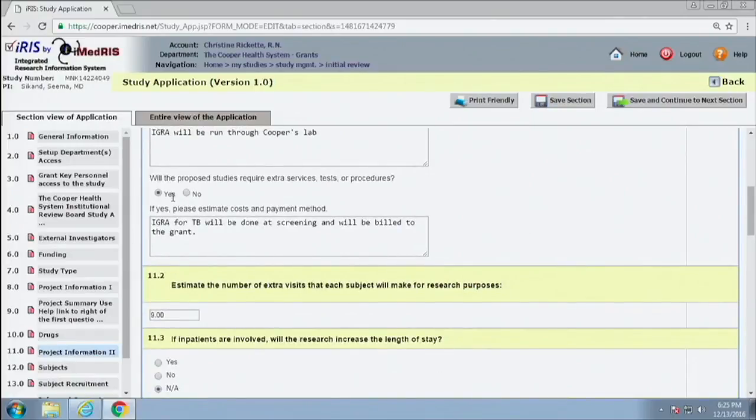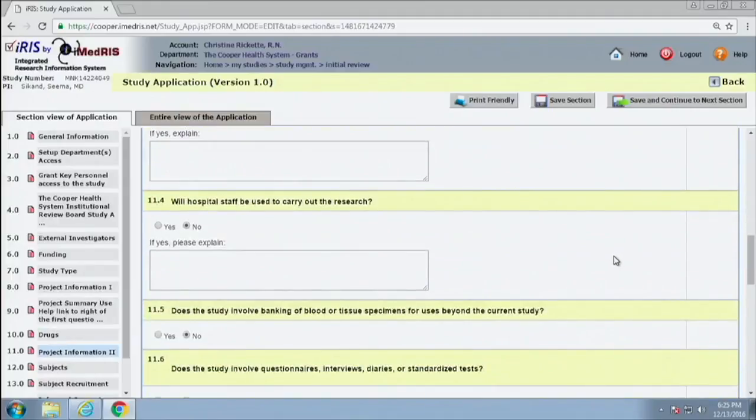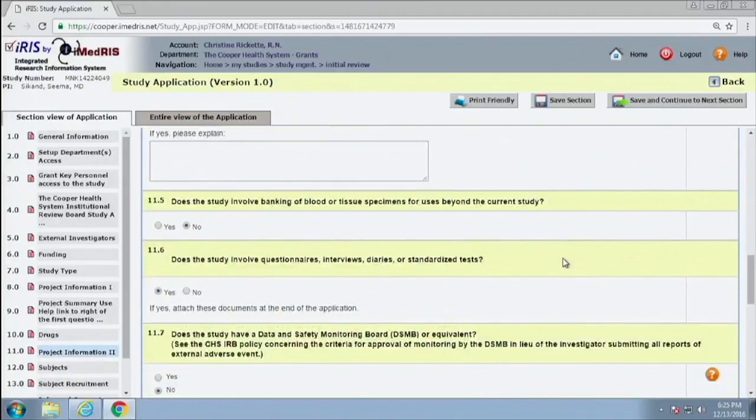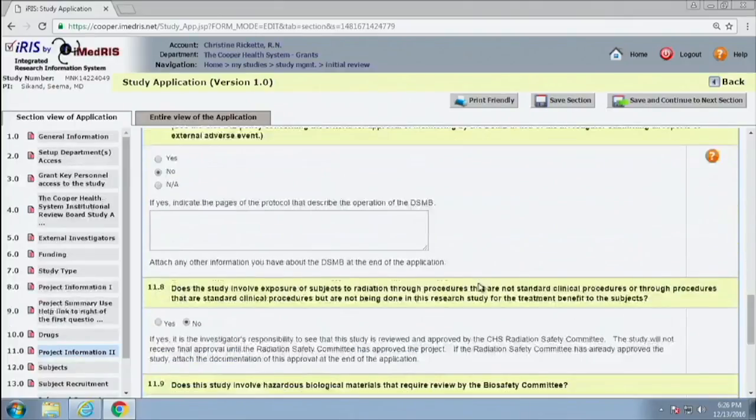And then you're going to talk about how you're going to pay for anything extra. And normally that's billed to the grant or whatever funding you have. Will it increase their length of stay? Are you going to use the hospital staff? Are you going to involve blood banking or tissue specimens? If this is a yes, it'll lead to a whole other page talking about tissue banking. You'll need to complete that as well. So that's another area where it'll change the routing of your form. And then is there a DSMB?